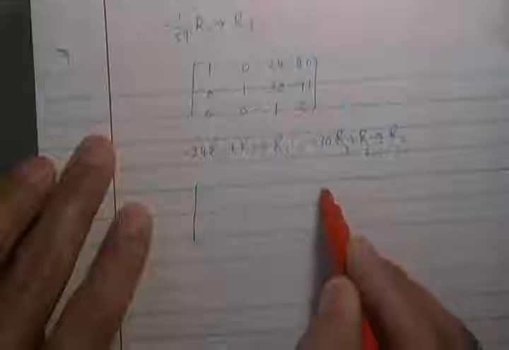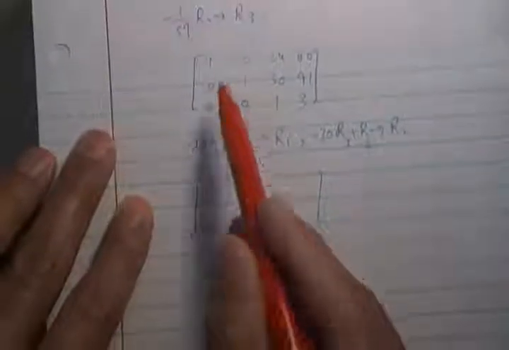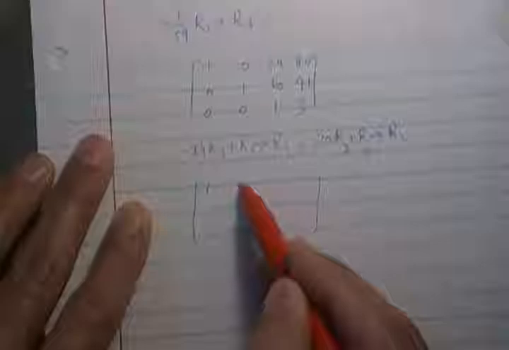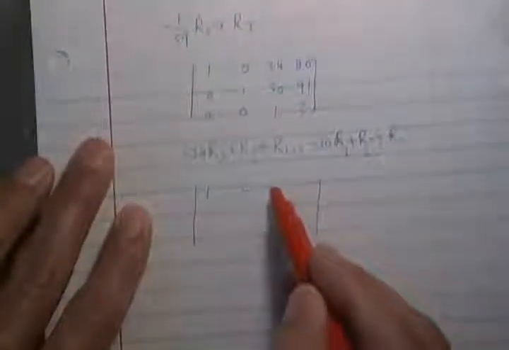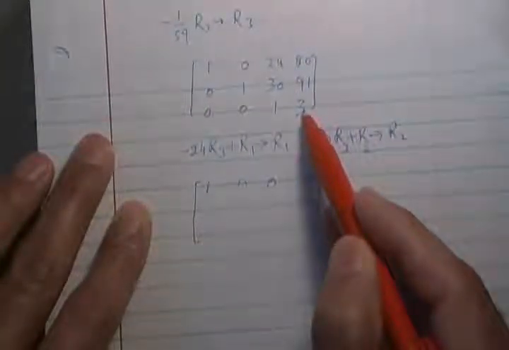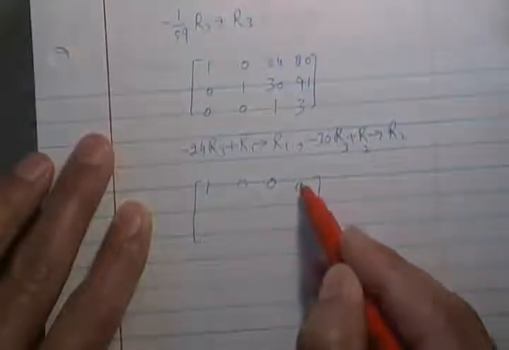Okay, let's go with that. First here, negative 24 times 0 is 0, plus 1 is 1. Negative 24 times 0 is 0, plus 0 is 0. Negative 24 times 1 is negative 24, plus 24 is 0. Negative 24 times 3 is negative 72, and negative 72 plus 80 is 8.